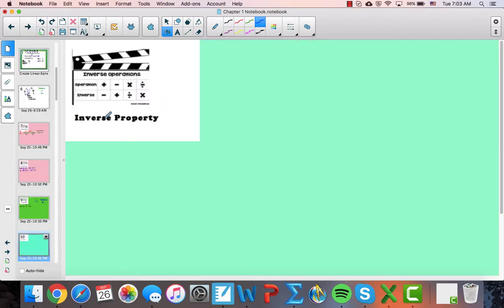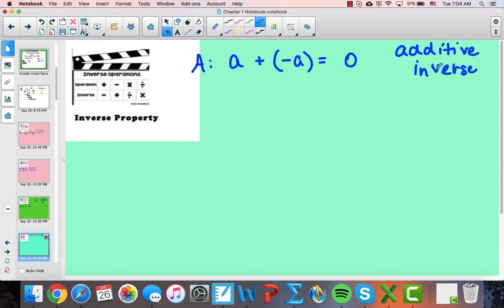All right, the inverse property. I love this property. The inverse property for addition basically says that you have to undo an operation. So if I tell you A, the way for me to undo A would be to add its opposite, a negative A. And I would end up with 0. This is called the additive inverse. When you're doing the additive inverse, you're really just doing the opposite of the number.